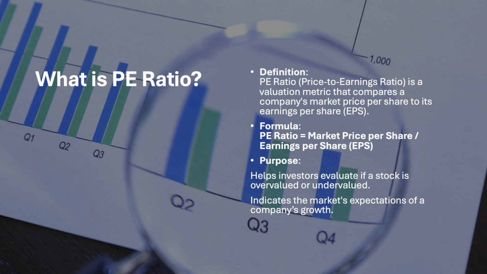So, why does it matter? The PE ratio helps investors figure out whether a stock is overvalued or undervalued. It also reflects the market's expectation for the company's future growth. Think of it like shopping. If one store sells an item for rupees 50 and another for rupees 100, you would wonder, why is one more expensive? Is it better quality or is it just overpriced? The PE ratio helps answer similar questions for stocks.